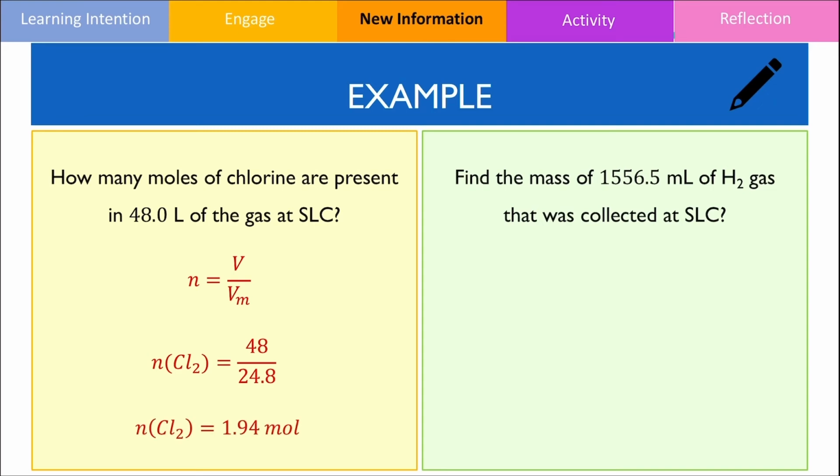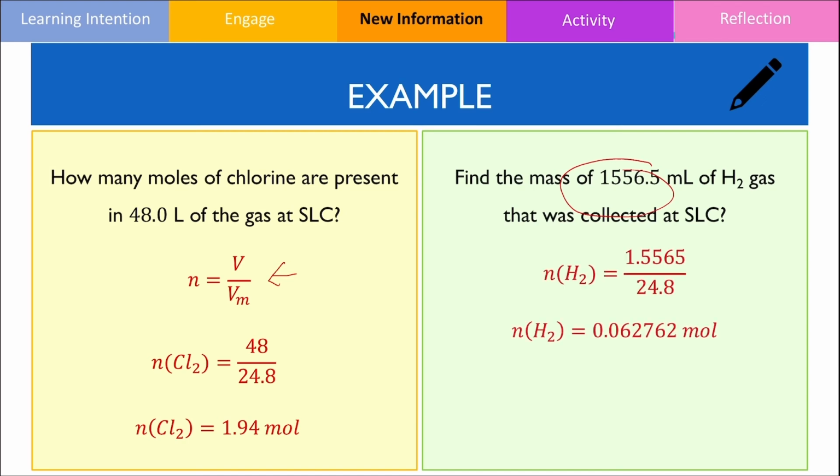In this second example, it's asking us to calculate the mass of hydrogen gas when the volume is 1,556.5 milliliters. In order for us to find the mass of hydrogen gas, we need to find the number of moles first, which can be found by using this formula over here. However, please bear in mind that we need to convert this volume into liters first. Substituting these values into the formula should give you an answer of 0.0627 moles of hydrogen gas. To find the mass, this can be calculated by multiplying the number of moles with its molar mass, giving us an answer equal to 0.13 grams.